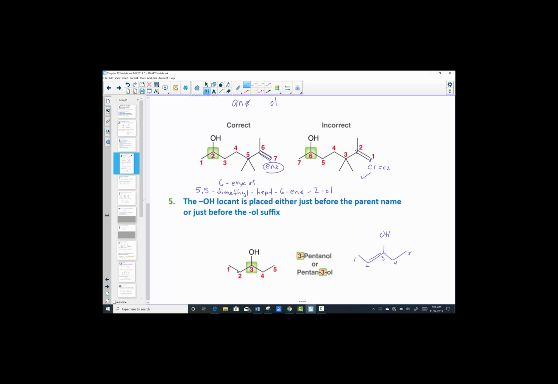So here we'd have a parent chain of a pentene. At carbon number 2, we have the ENE functional group, and at carbon number 3, we would have the OL, the hydroxyl functional group. So we could definitely use the system of putting the number directly before the functional group in this pentene-ol compound.